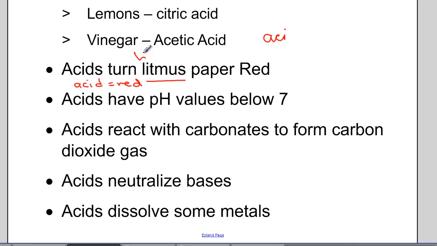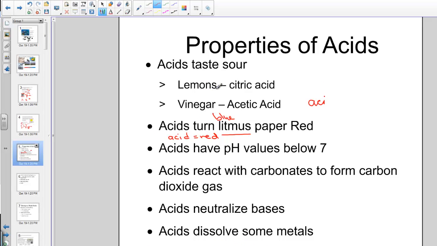So if I had a piece of blue litmus paper and dipped it into some vinegar, or lemon juice or orange juice or lime juice, it's going to turn the paper red. Red is acid. Acids have pH values below 7, so the smaller the number on the pH scale, the more acidic the solution is. So below 7, acids.